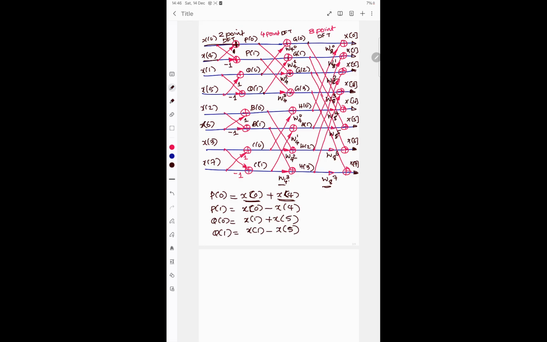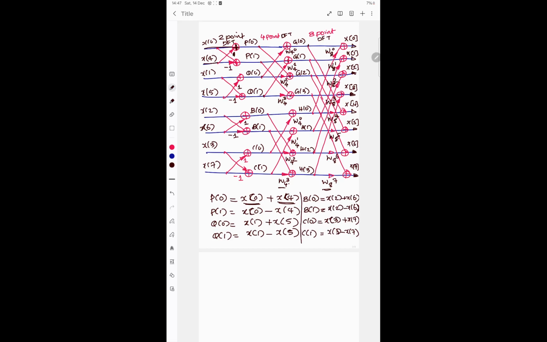So these are the values of Q0 and Q1. The same way we calculated P0 and P1, we can find the values of Q0 and Q1, so we have x1 plus x5 and x1 minus x5. Next we find the values of B0, B1, C0 and C1 using the same method. Then in the next stage we find G0, G1, G2, G3 and H0, H1, H2 and H3.